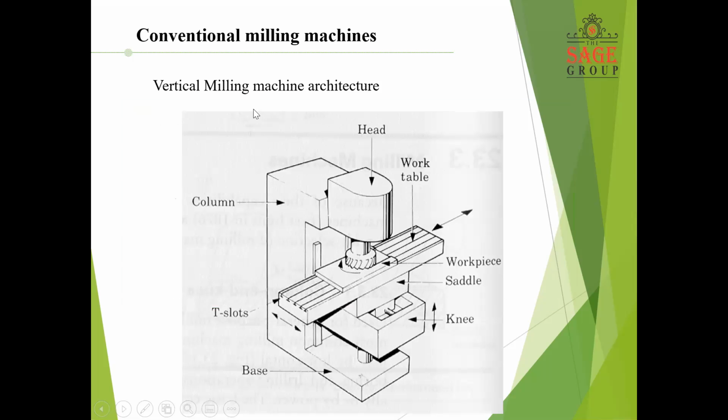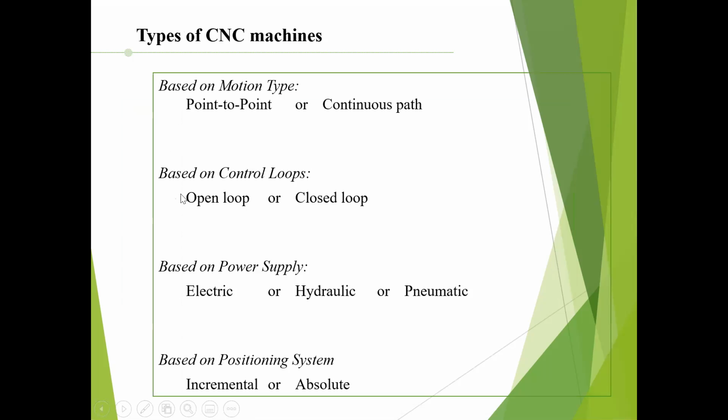Now, this is a vertical milling machine architecture. You can see here, this is a normal milling machine. Here, this is a work table. The work table moving. This is the head. This is the tool. This is the workpiece on which machining is being done. This is the saddle where the direction is given. This is the knee, T-slot. These are normally the parts of a vertical milling machine.